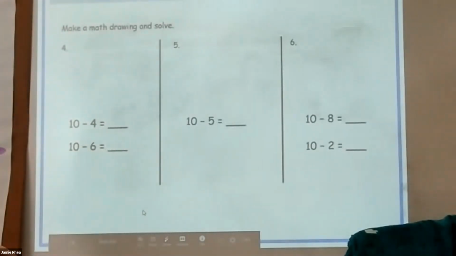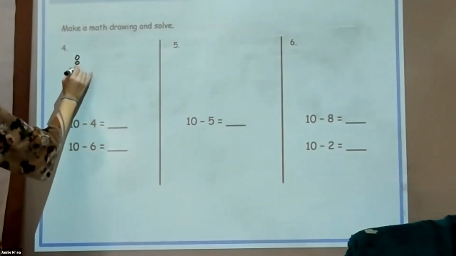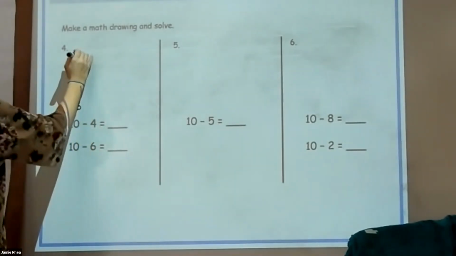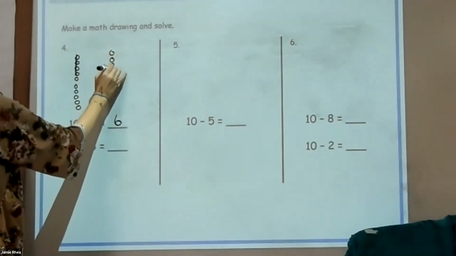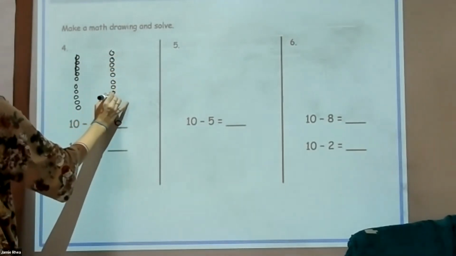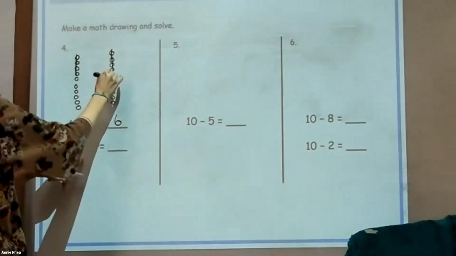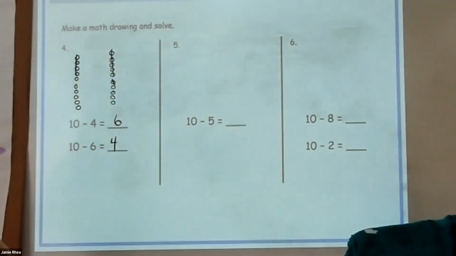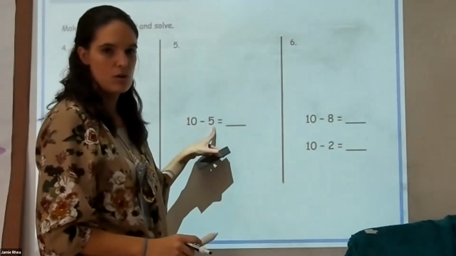You're going to do number 5 and 6 on this one. So let's look at number 4. Make a math drawing and solve. So I'm going to draw my 10 out. I'm going to mark off 4. I have 6 left. I can come over here and draw another one. Make sure you have 10. How many am I going to mark off? 6. There's 5, 6. How many do I have left? 4. Okay. On 5 and 6, make sure you draw the picture. You're going to draw out 10, then cross off the next number.